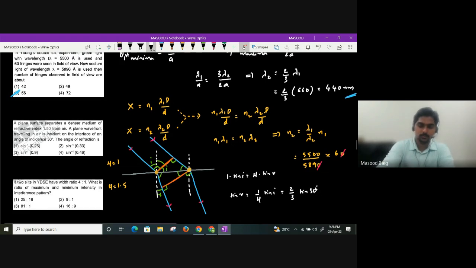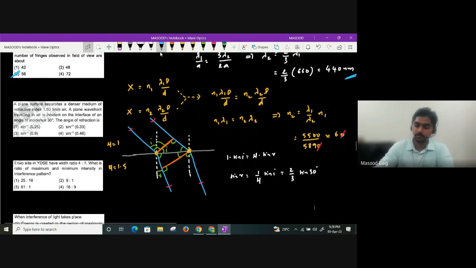Okay. What are we going to get? Sine 30 is how much? 1 by 2, or not? So what will sine R be, guys? Sine R will be 1 by 3, which I can write as 0.33. So R will be sine inverse of 0.33, guys. Okay. So this is Snell's law again.